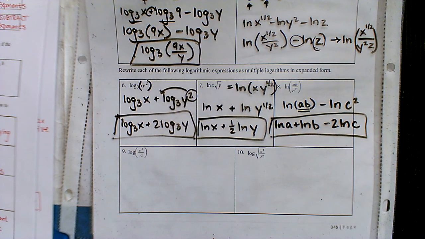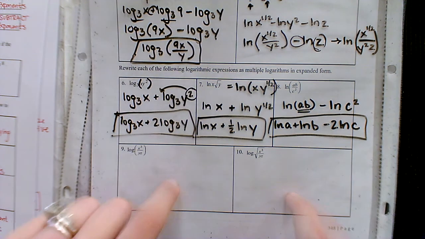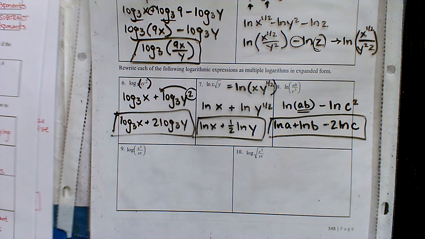Utilizing these properties, we can work both ways. We can go from multiple logs down to 1. We can go from 1 log to multiple ones. It just depends on what's appropriate for our solving process, because we're eventually going to get to solving these log equations. We'll save the other 2 for tomorrow as a good refresher.